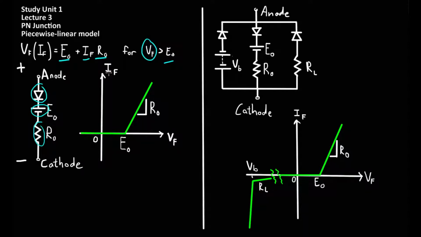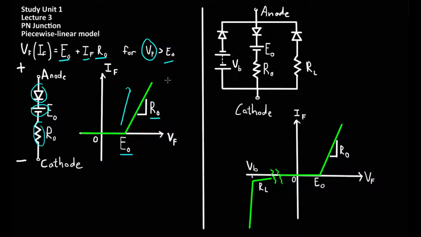If this piecewise linear model were to be plotted on a set of axes which modeled the current and the voltage of the diode, it would look like this. No current flowing until the forward voltage is larger than the turn-on voltage of the diode, and then the current would increase in a linear manner with the gradient of the current given by R0.